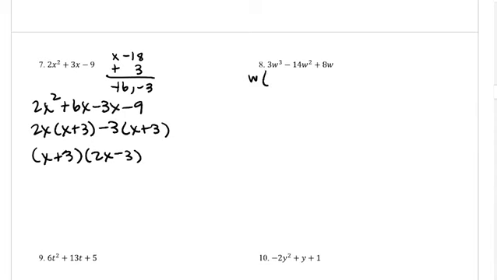Factor out a w first. So I'm looking for two numbers that multiply to 24 and add to -14. That will be -12 and -2. Okay, so I'm going to split the middle term like that.